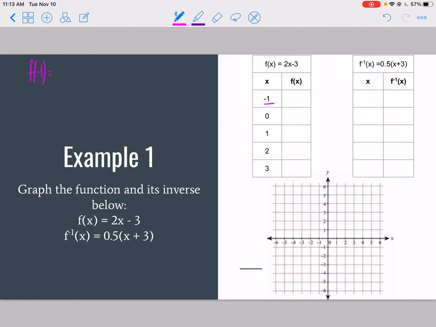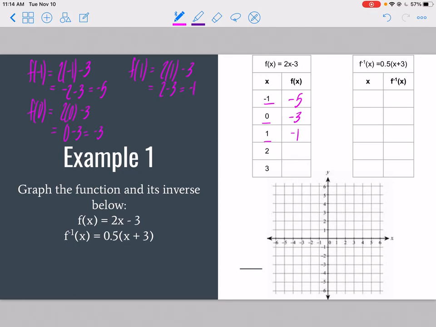So plug in -1, I get 2 times -1 minus 3, which is -2 minus 3, which is -5. Let's plug that in. F of 0 would be 2 times 0 minus 3, which is 0 minus 3, which is -3. F of 1 would be 2 times 1 minus 3, which is 2 minus 3, which is -1.